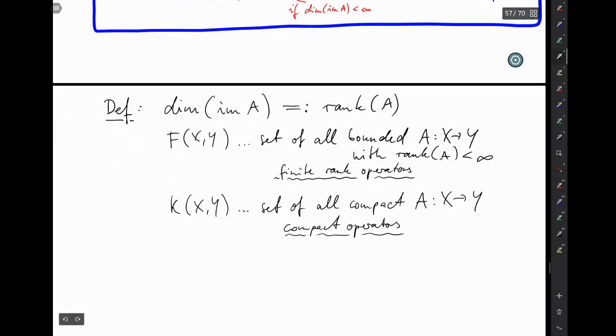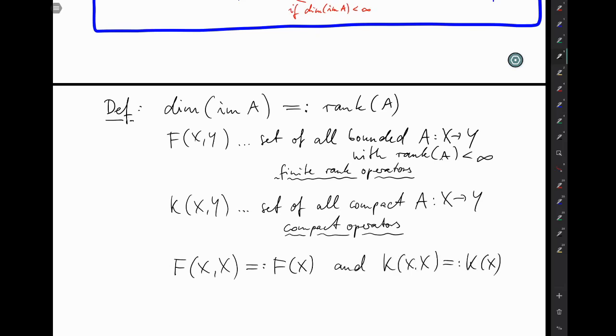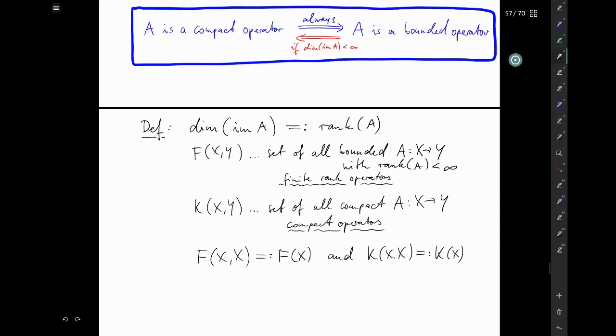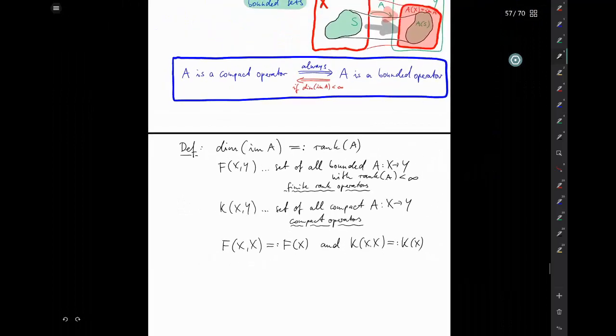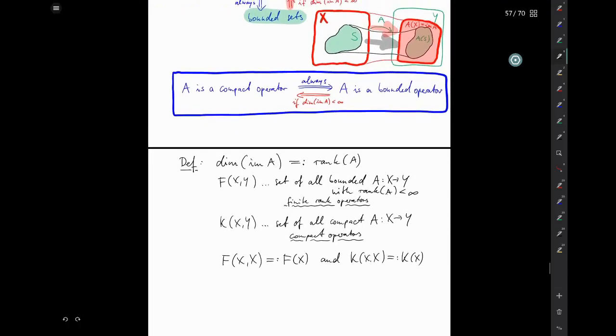Okay, again, just like in the case of L(X,Y), we will abbreviate F(X,X) by just F of X. So if Y is the same as X, then there's no need to write it again. And the same with K. Okay, so now we have three classes of operators. We have bounded linear operators, compact operators, and finite rank operators.